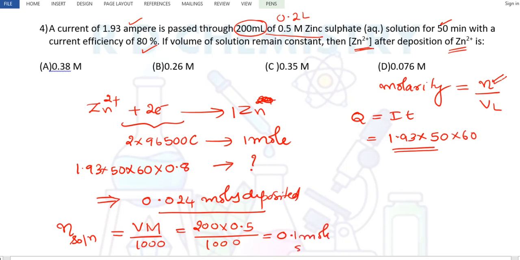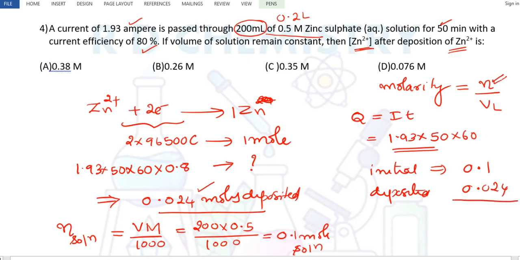So 0.1 moles are present in the solution initially, but how much deposited? 0.024. So initially the number of moles is 0.1 mole, and deposited is 0.024. Deduct this, and on deduction we'll get 0.076 moles. So this is remaining now. So many moles are remaining.